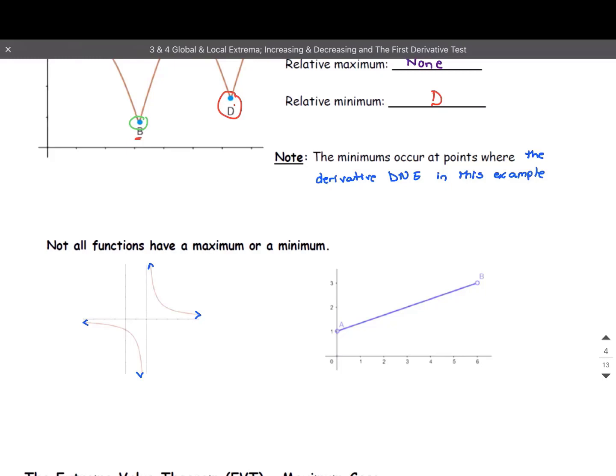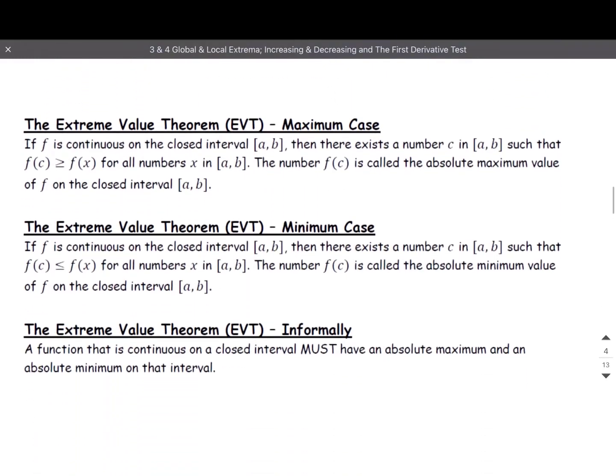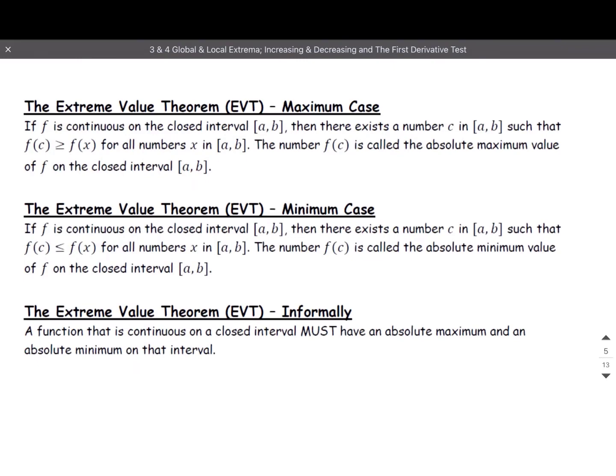Now, the next one, this looks linear, right? So it should have a max and a min, except for the fact that it ends on open circles. It has no max and no min. All right, just a little bit about the extreme value theorem again. Hopefully you remember the extreme value theorem. So there are two cases.